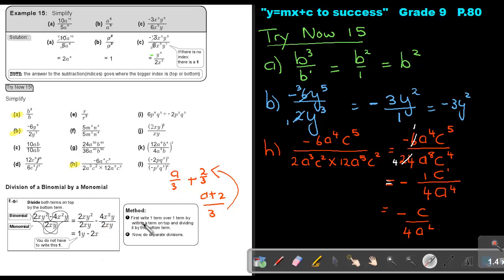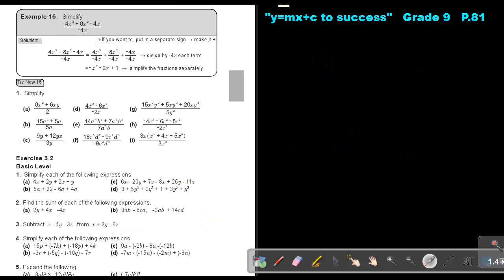Okay. So first write one term over one term by writing a term on top and dividing it by the bottom term. Now do separate division sums. So do it for that and do it for that. Okay, let's look at an example. So if we look at this example, it's basically just write this over this, this over this, this over this. So I was breaking it up. So if you want to put in a sign, it's better than just to put additions and let the signs move with the terms. That's better. So if you want to put in a separate sign, make it addition.